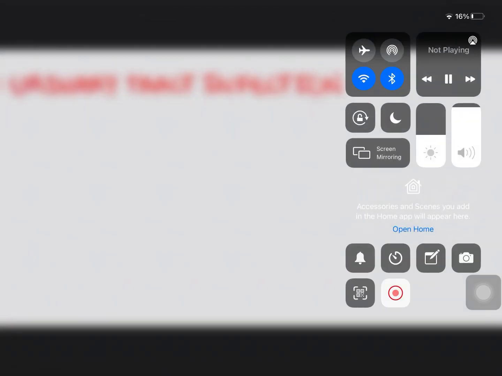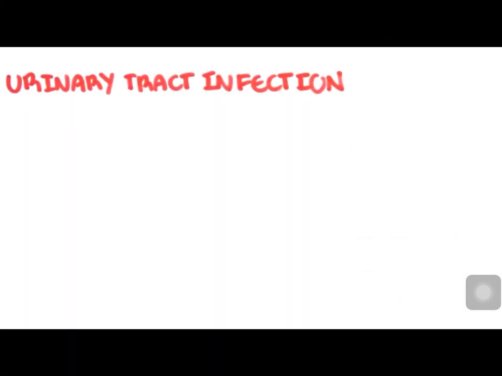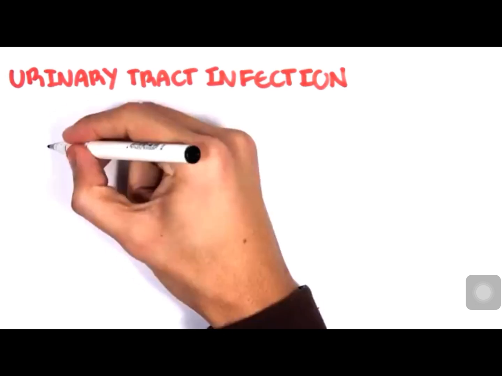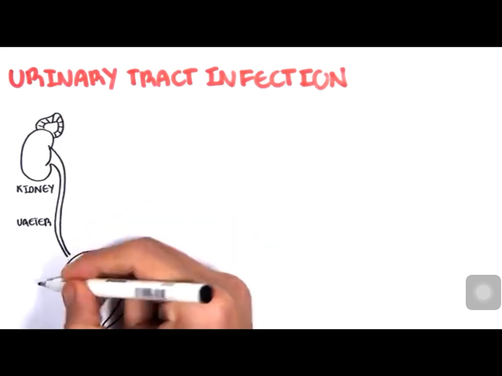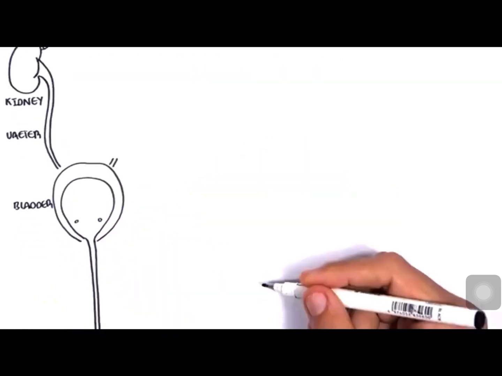It is important to revise the anatomy of the urinary system, specifically the urinary tract. Let us begin by looking at the male. Here we have the kidney. Coming off the kidney is the ureter, which carries urine into the bladder.